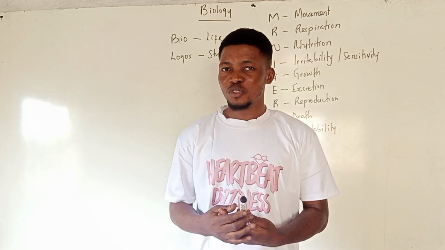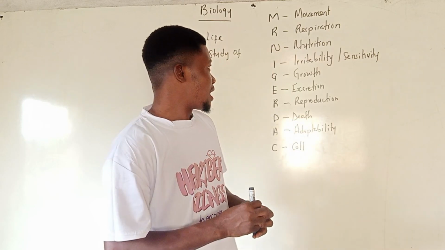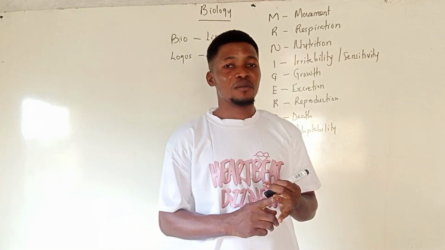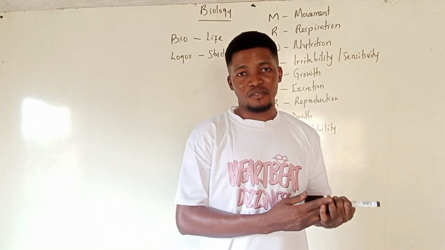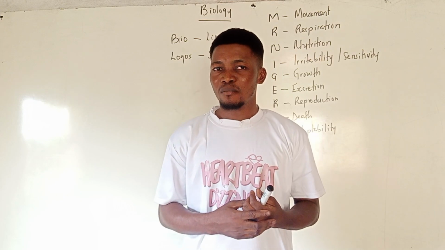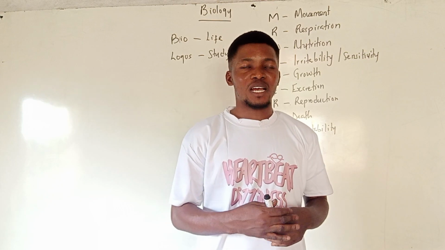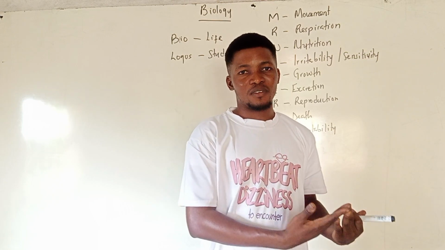So they absorb some nutrients through their roots and other parts of the body. But animals cannot manufacture their food, hence they are called heterotrophs, while plants can manufacture their food, hence they are called autotrophs. So autotrophs are those organisms that can manufacture their food.